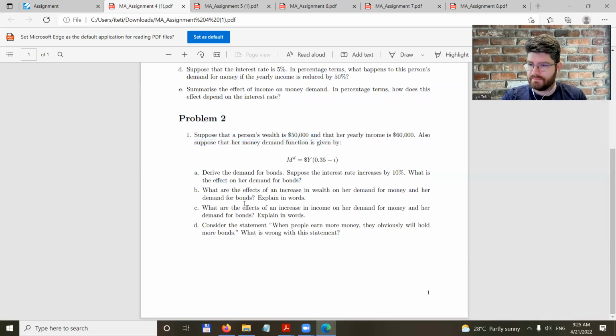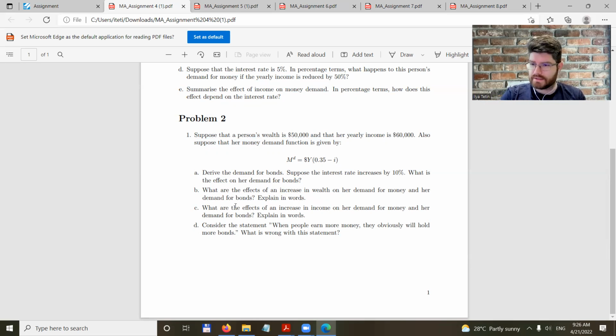Then number C. What are the effects of an increase in income on her demand for money and her demand for bonds? Again, this is the same kind of answer, but we rephrase. We increase income, it increases money demand. Money demand increases, bond demand decreases. Everything is pretty straightforward. We, of course, assume that the wealth is constant. So using this condition, an increase in money demand brings the demand for bonds down.